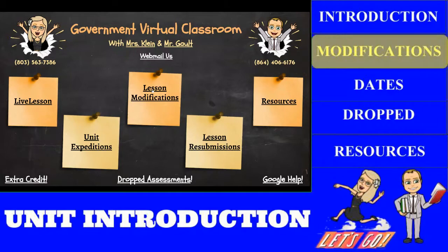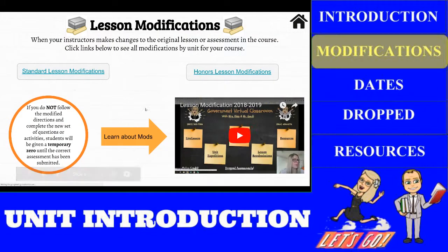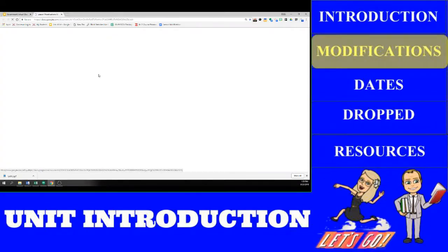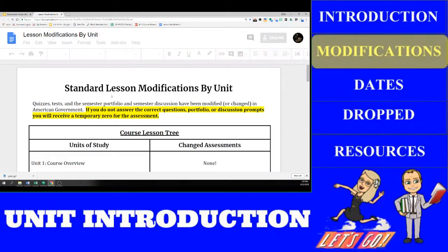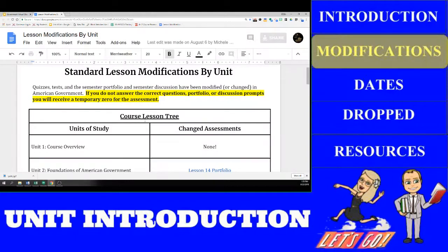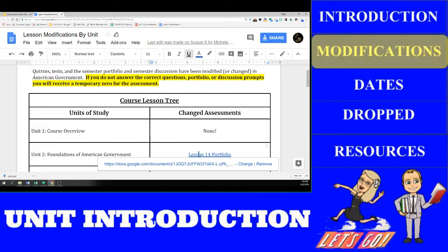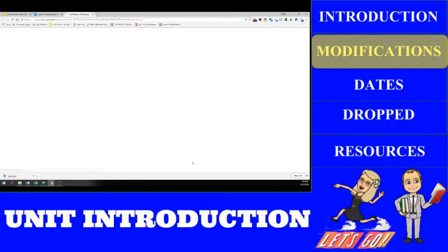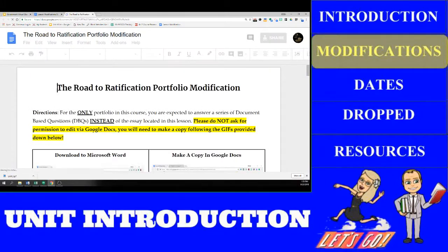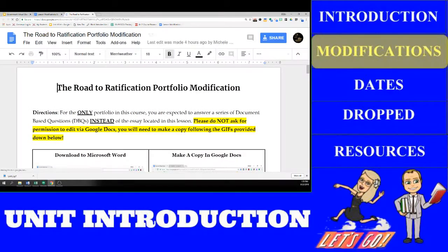What you need to do is go over here to lesson modifications, and then you pick the standard that you are. If you're in standard American government or honors American government, you click on it. And once you do that, you're going to go to Unit 2. There's only one lesson that is modified in Unit 2, and that is the Lesson 14 Portfolio, which is also one of the most important assessments we have, which is why we did it first, to make sure that you're really on task and you know what's going on.